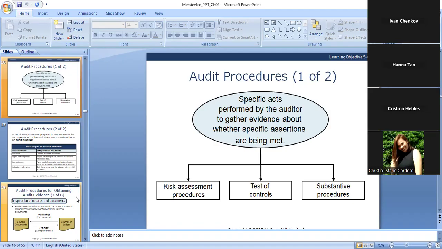You don't know the assertion, you're throwing some specific act which has nothing to do with that assertion. So that's why it's very important for you to know what the assertion is about, so you can have the proper example which actually confirms that assertion. So what will that be? That will be the risk assessment procedures. First, something that's assessing the risk. Second, the one that tests the control. And then we have the substantive procedures.